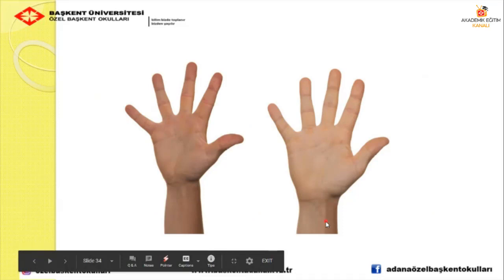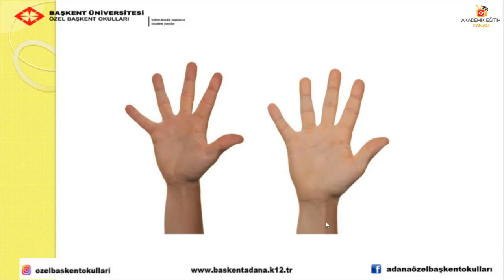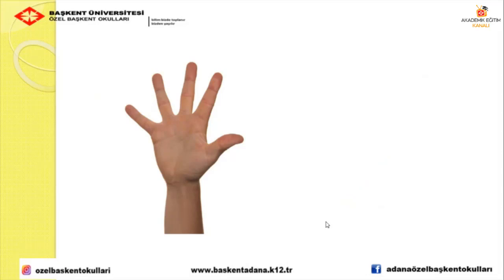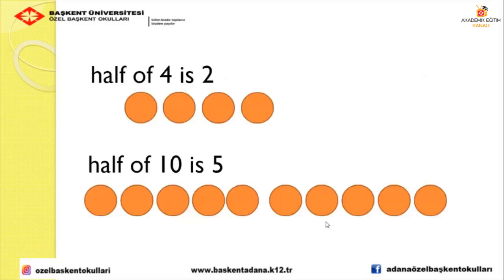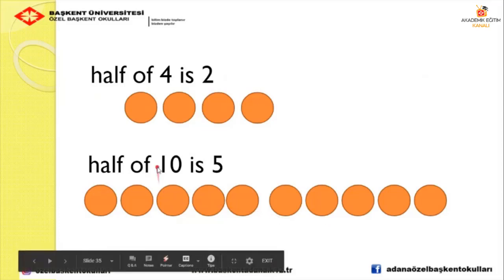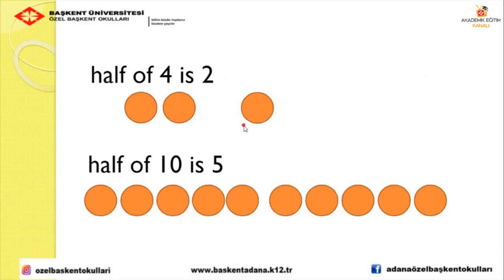Double means counting 2 times. Halving, however, means that the equal part of it disappears. There is just 1 hand left. Let's do that to our numbers. Half of 4 is 2. And half of 10 is 5.